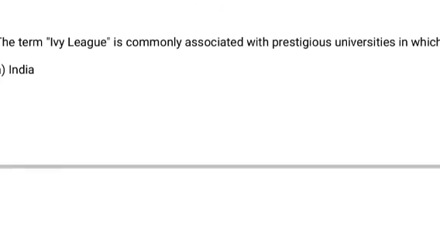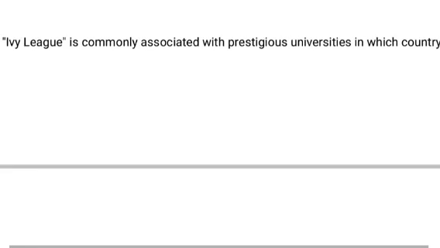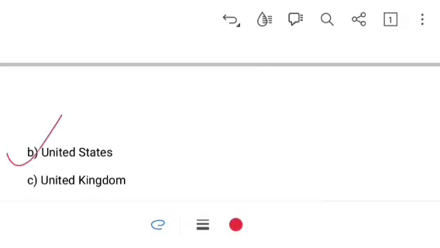The term Ivy League next is commonly associated with prestigious universities in which country? India, United States, United Kingdom, and Australia. It will be the United States, USA in short.